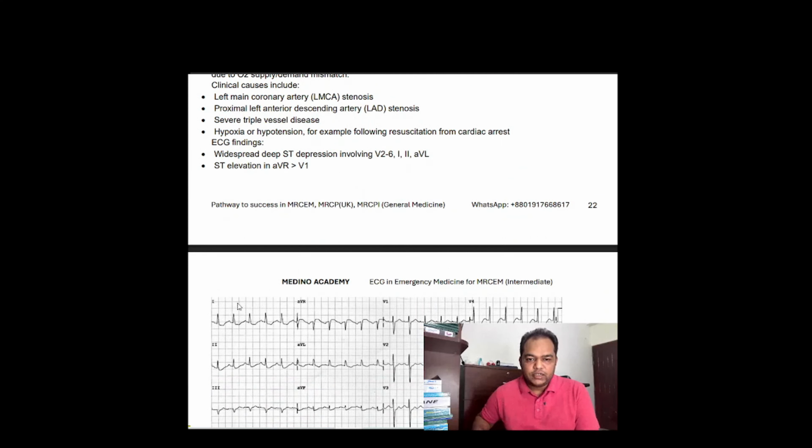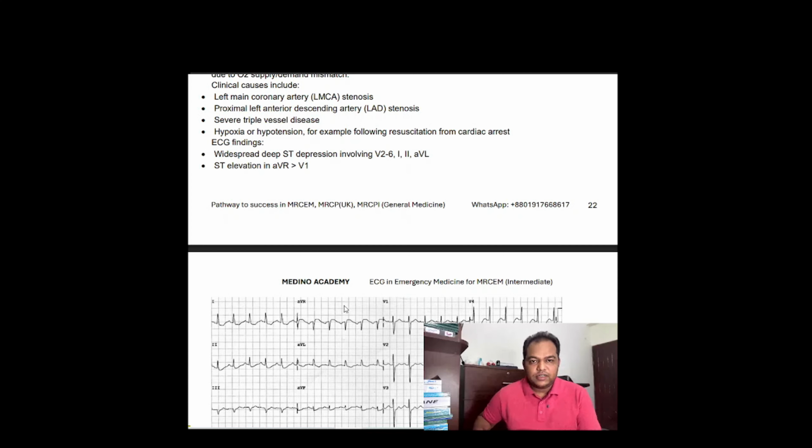ST depression, widespread ST depression. You can see there is ST depression in most of the leads, but in case of aVR there is ST elevation. So most of the leads represent ST depression, and only aVR represents ST elevation.